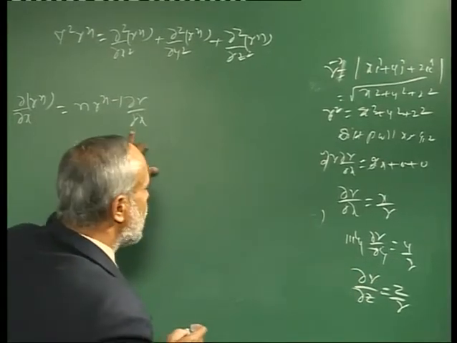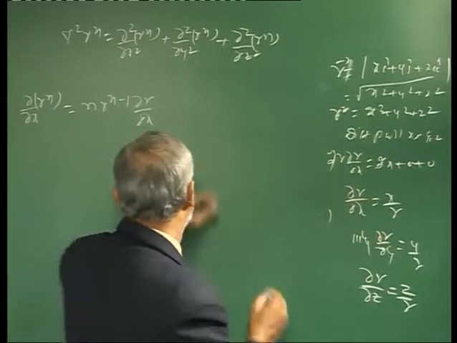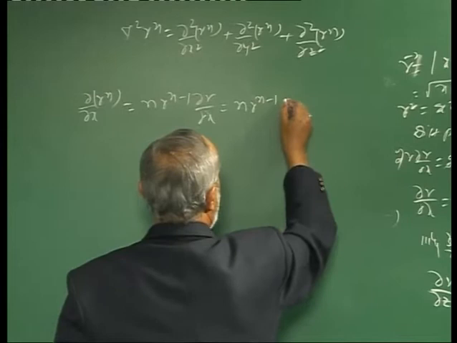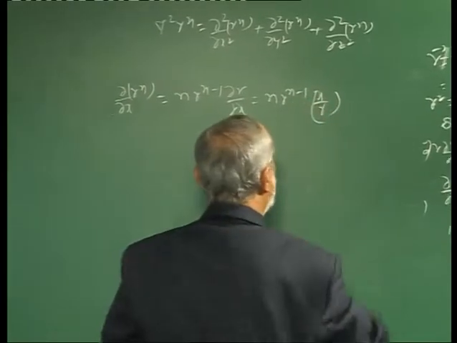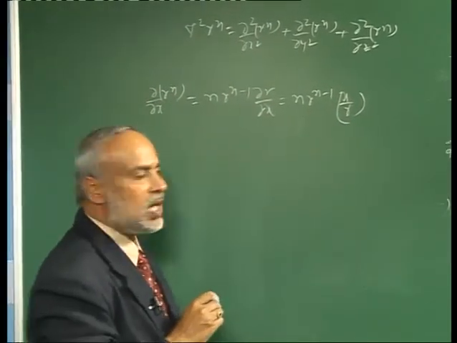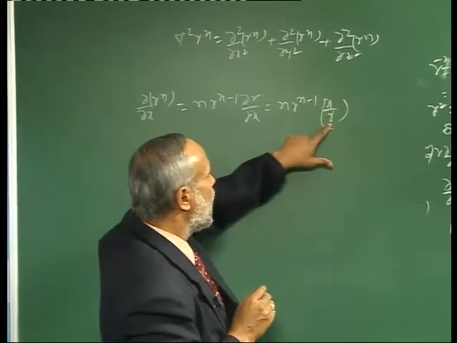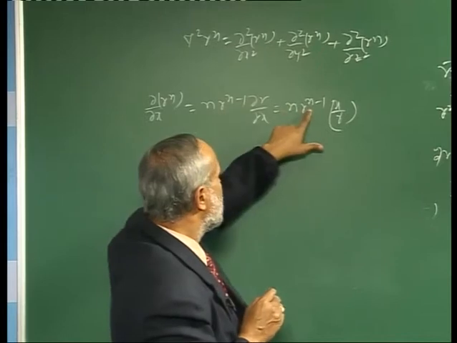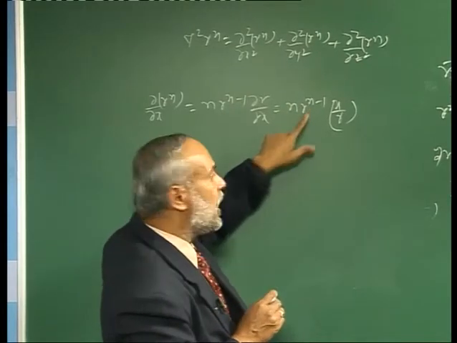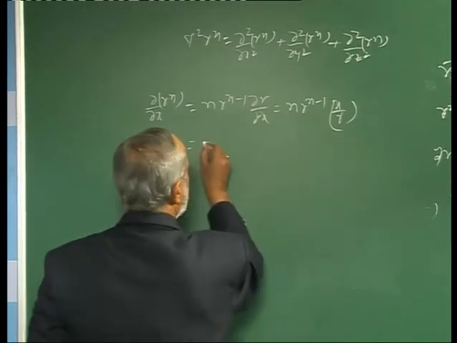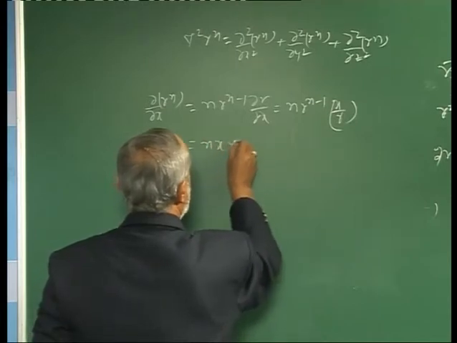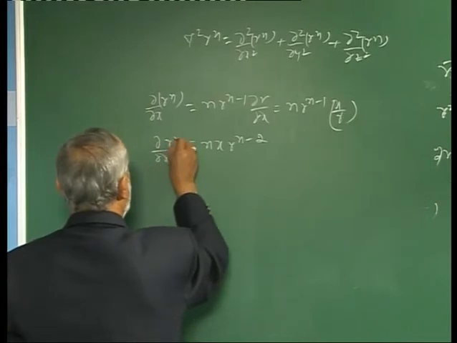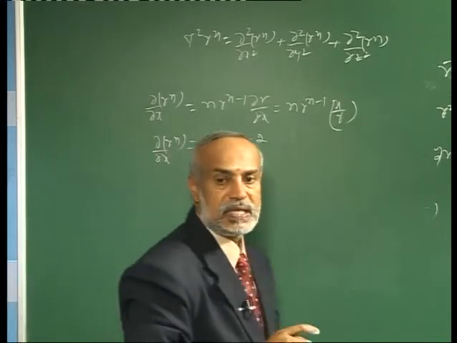Now here the ∂r/∂x value, x/r, you can substitute. What you get is n times r to the power of n minus 1 times x/r. Now this can be written with 1/r as r to the power of minus 1, and r to the power of n minus 1 becomes r to the power of n minus 2. This is equal to n times x times r to the power of n minus 2. This is ∂/∂x of rⁿ.